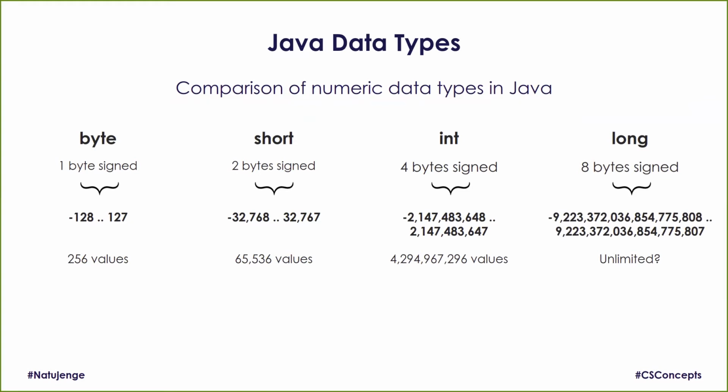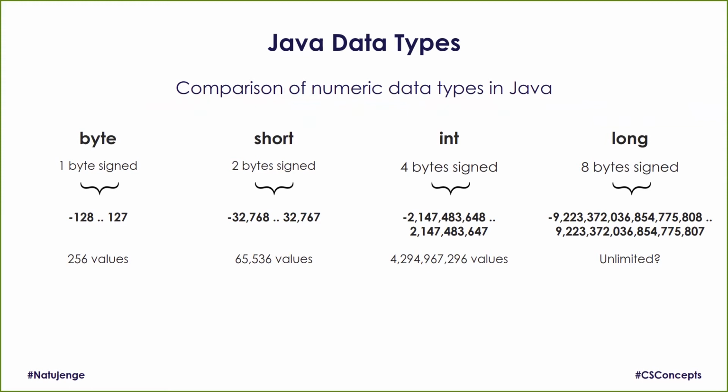The possible values, as you know, you can take the number of bits and you take 2 to the power the number of bits. So in case you're dealing with an integer, it's 4 bytes, which is 32 bits, 4 times 8, and that gives us about 4 billion plus possible values.